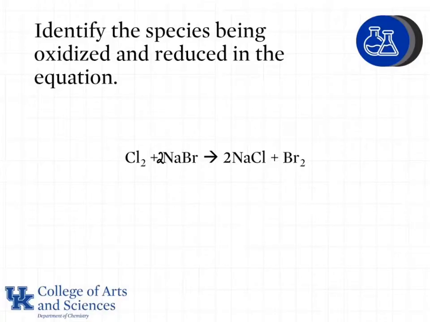Cl2 is a free element, so the oxidation number of chlorine is 0. NaBr is a metal and a nonmetal, so it forms an ionic compound, and the oxidation numbers will be equal to the charges on the ions that made up the compound, so we have +1 and -1. The same is also true for NaCl, which is also an ionic compound, so we have +1 and -1. And bromine is a free element and has an oxidation number of 0.